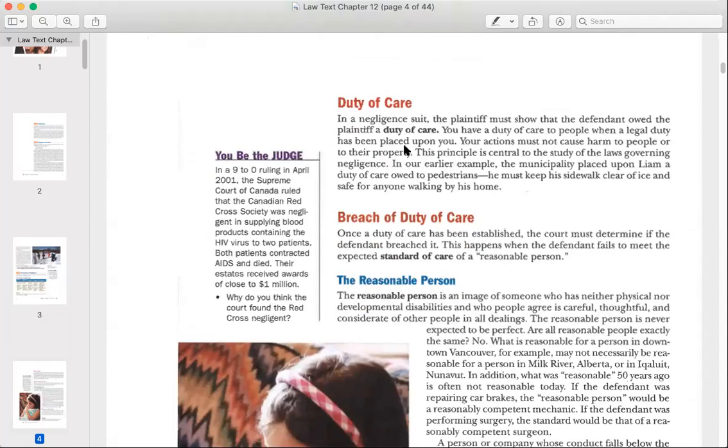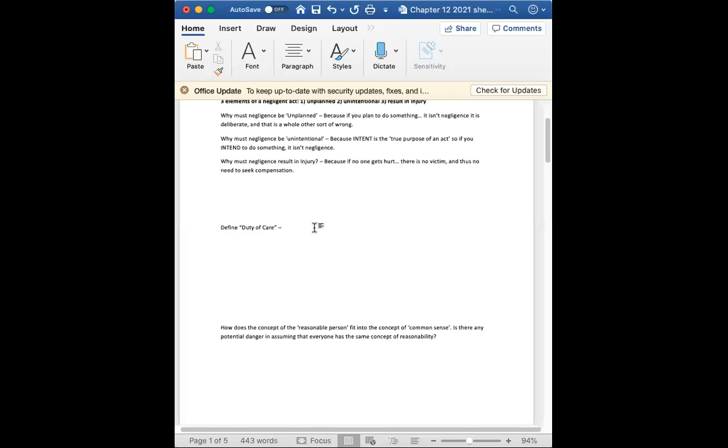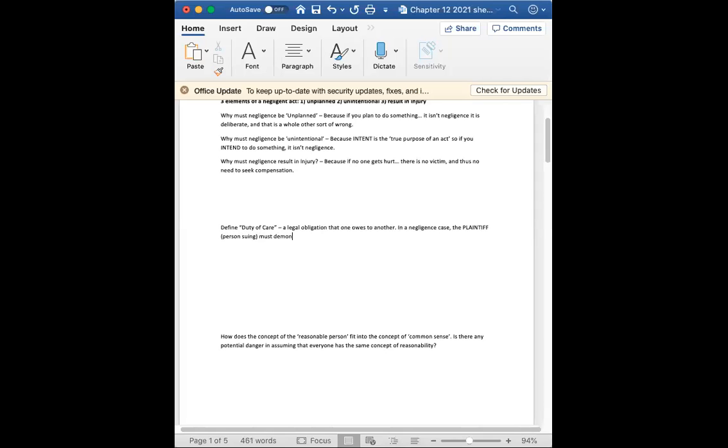So, duty of care. In a negligence suit, the plaintiff must show that the defendant owed the plaintiff a duty of care. I'm going to bounce back over here. What is duty of care? A legal obligation that one owes to another. In a negligence case, the plaintiff, the person suing, must demonstrate that the defendant, the person being sued, owed them a duty of care.